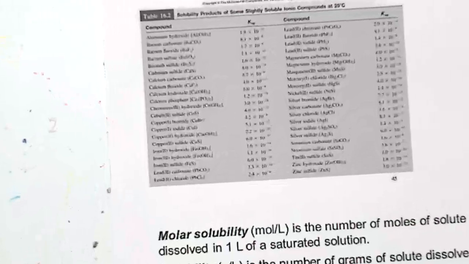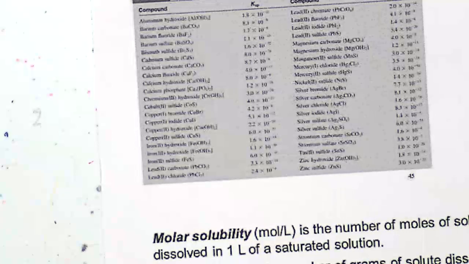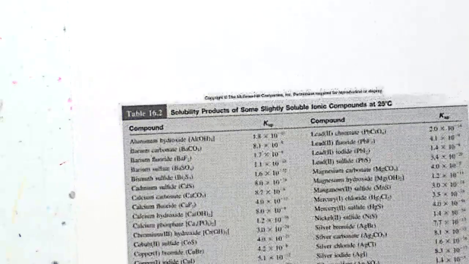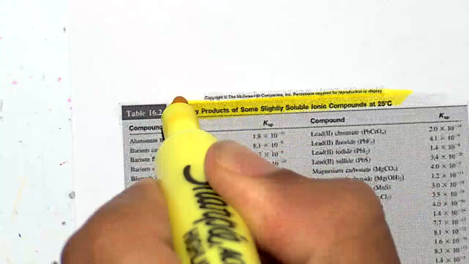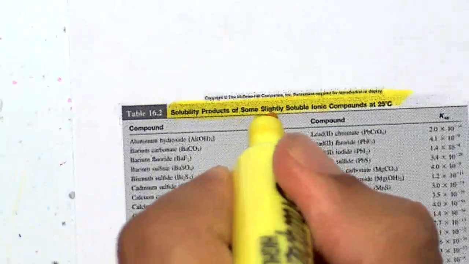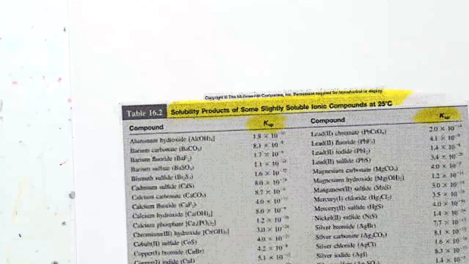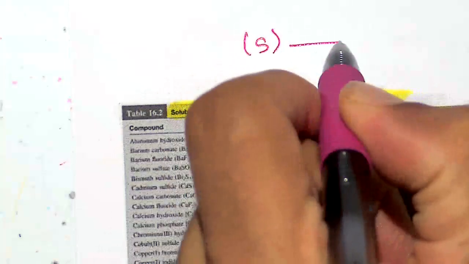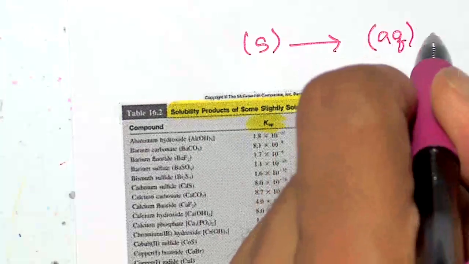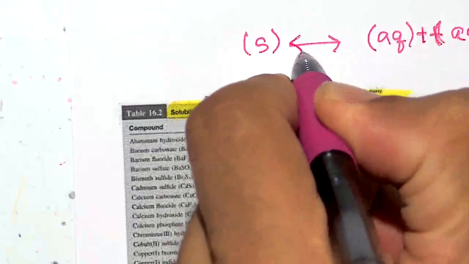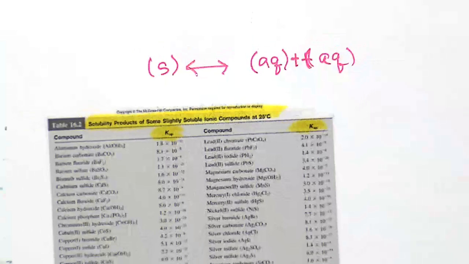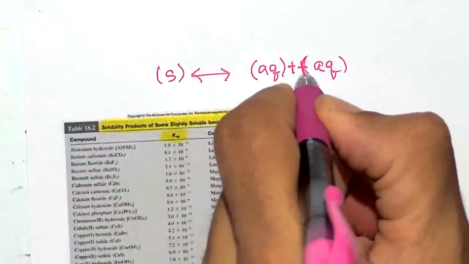And page 12, I know this table is hard to see, and I didn't make it hard to see on purpose. It's just that this is a list of sparingly or slightly soluble compounds, okay? The solubility products. So all of these have KSPs. So there's a lot of solids that can go back to their individual ions. And that is KSP.